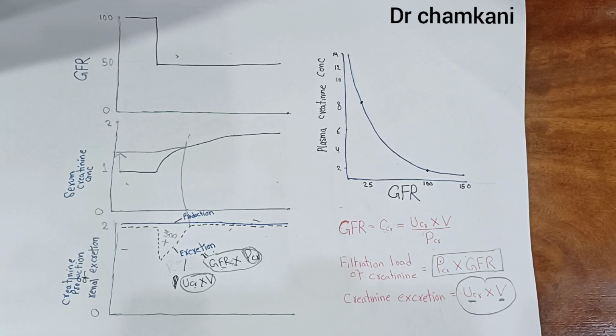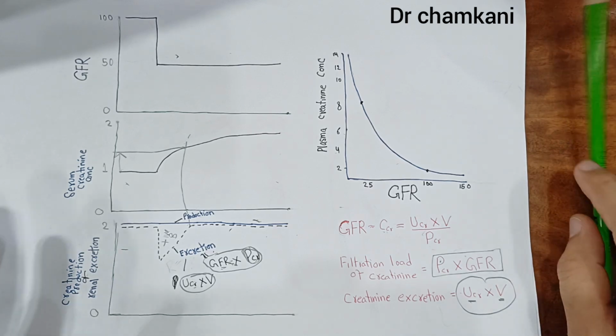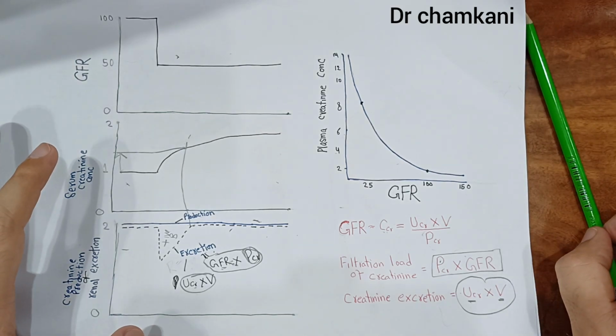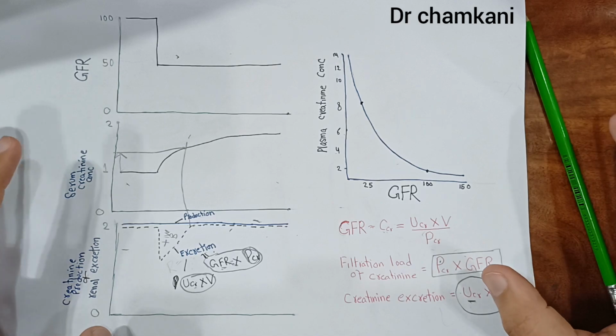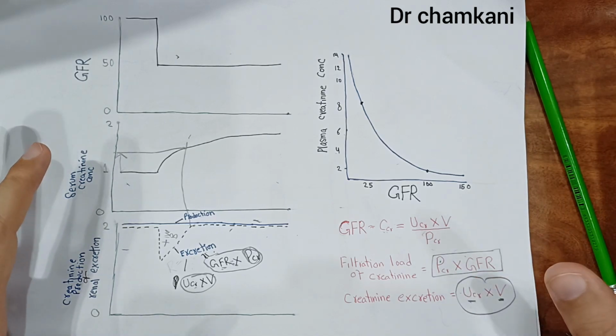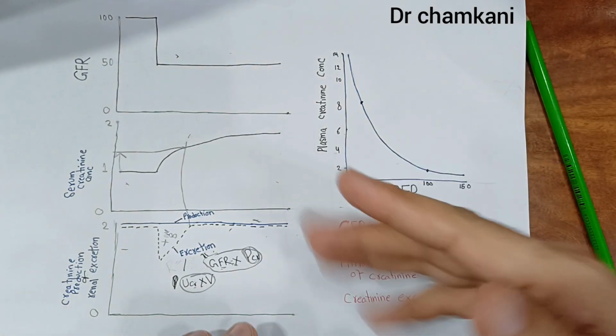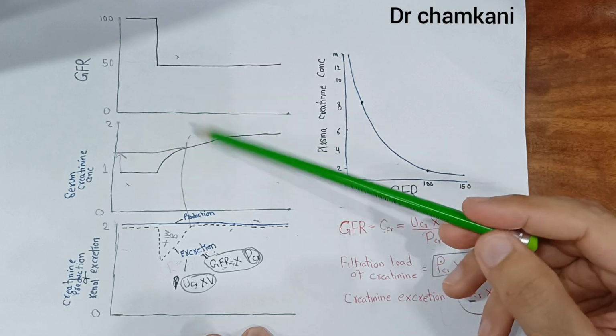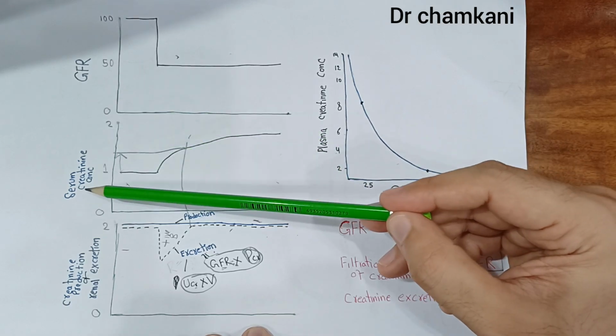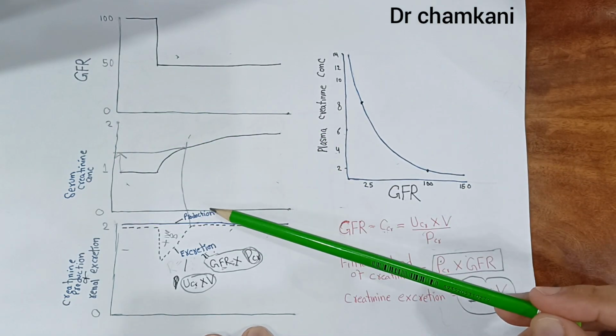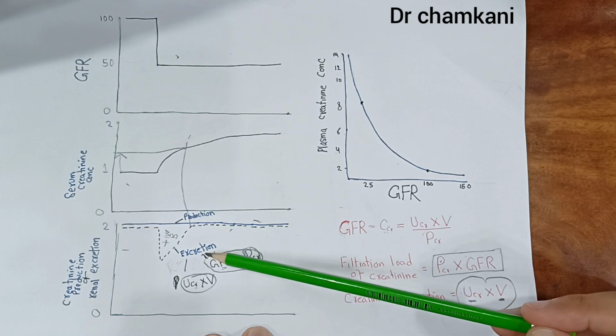This compensation will also be up to a specific limit, after which dialysis may be needed or some other therapy may be needed. So that's all about the creatinine clearance and the use of plasma creatinine concentration to estimate the GFR, and also the relation of GFR with the plasma creatinine concentration and the relevance of creatinine production versus creatinine excretion.